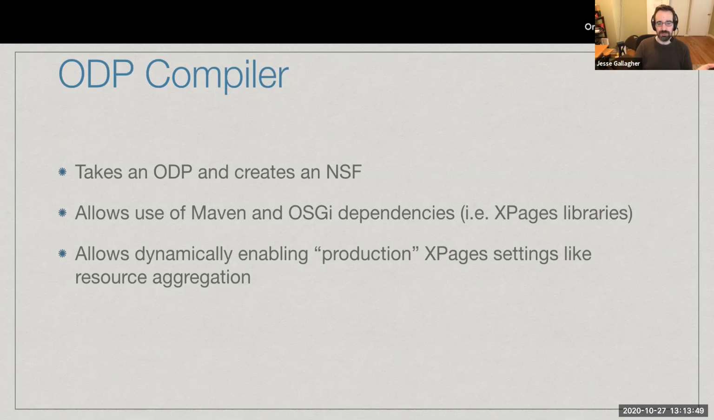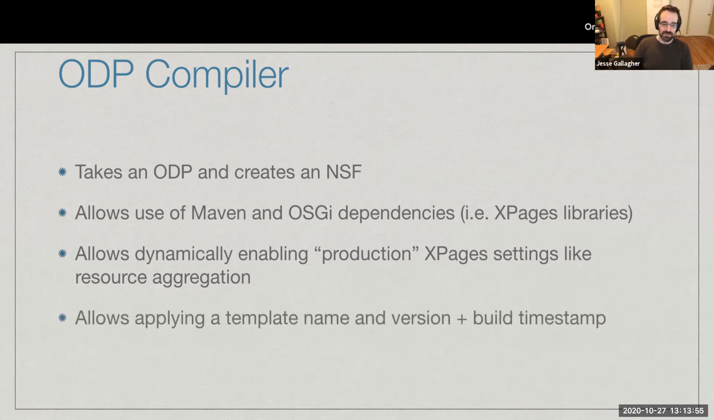So the idea here is much like a real development tool chain. You can work with a development version, and then when you go to build, it will turn on all those production options for you. It also allows applying a template name and version and build timestamp.